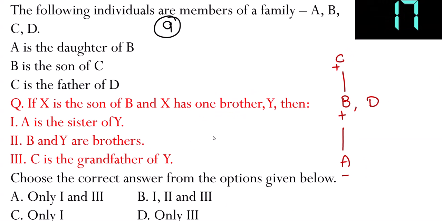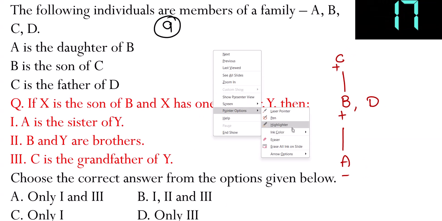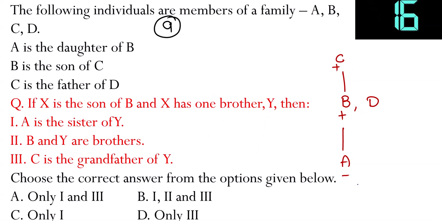B and Y are brothers. A is the sister of Y. You can put Y on this side also, no problem. C is the grandfather of Y. Yeah, correct only. C is grandfather of Y. B and Y are brothers. A is sister of Y.